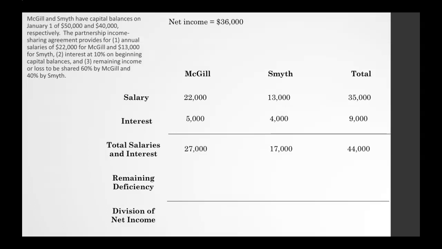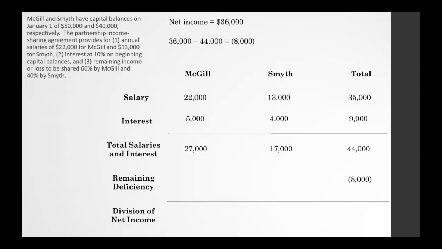We have a net income of $36,000. Based off of this income sharing agreement, we're supposed to pay out to our owners salaries and interest that total $44,000. Those numbers don't match up, right? So here we're going to have a deficiency because we didn't make enough to pay out this full amount. So we take our net income, and once again, we compare it to our total salaries and interest, just like we did last time. And we see that there's this $8,000 deficiency.